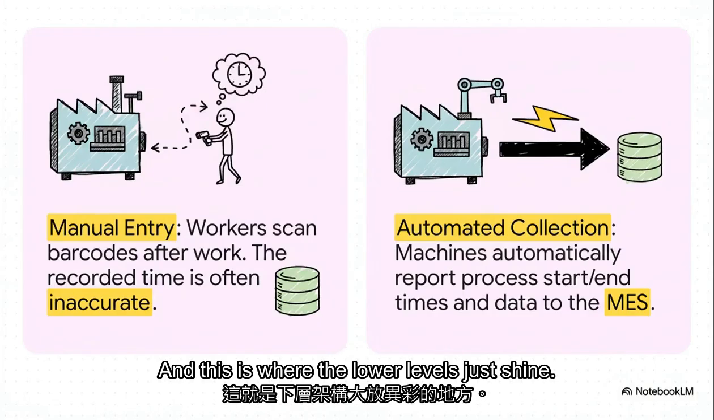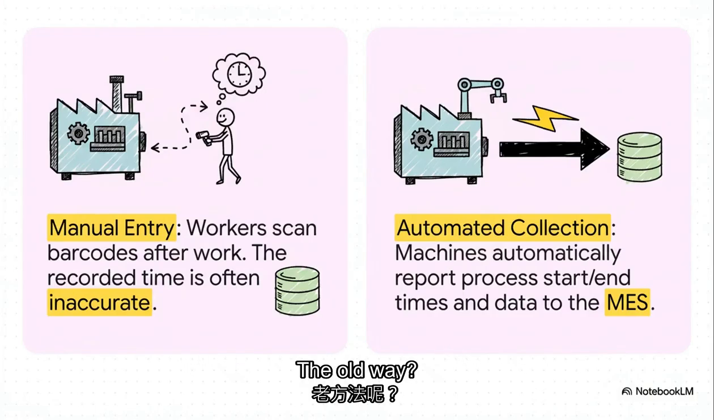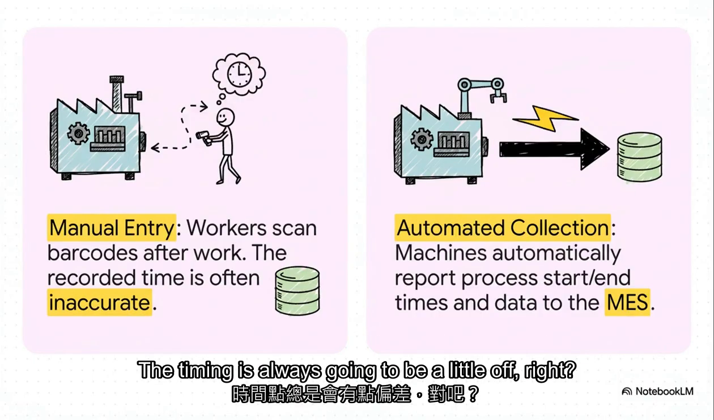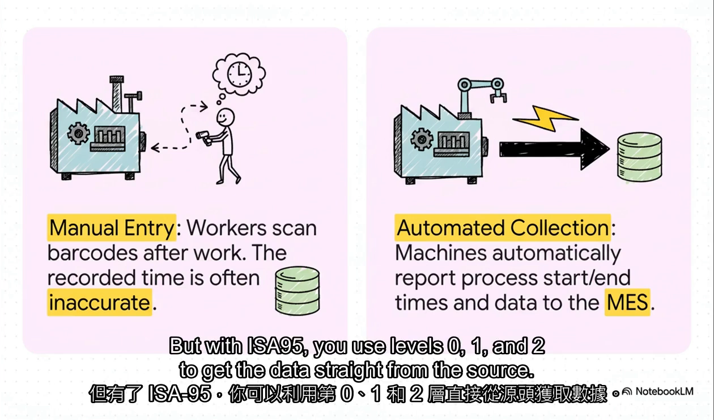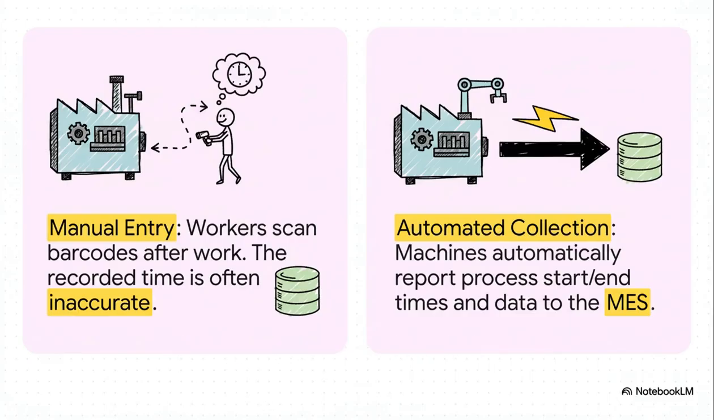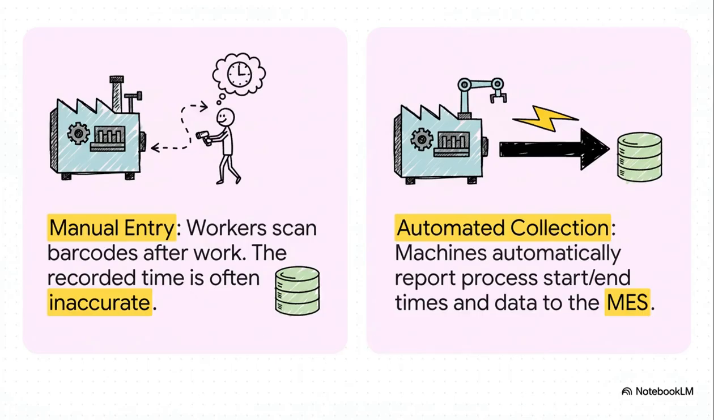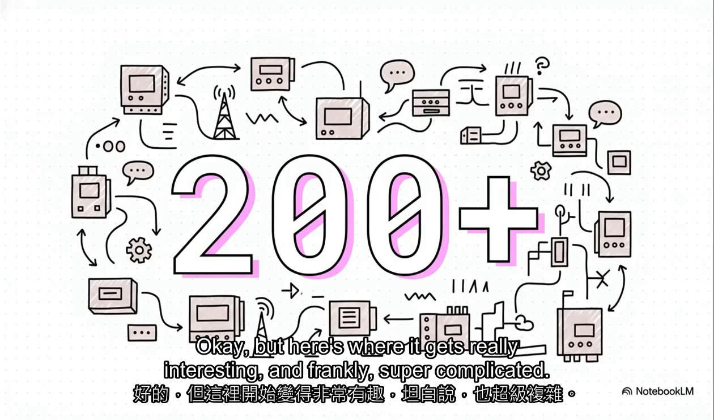And this is where the lower levels just shine. The old way, you're relying on a worker to hopefully remember to scan a barcode after they finish a job. The timing is always going to be a little off, right? But with ISA 95, you use levels 0, 1, and 2 to get the data straight from the source. The machines themselves report exactly when they start and when they stop. No guesswork involved.